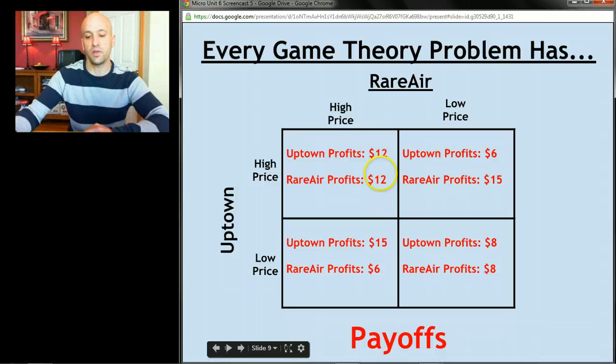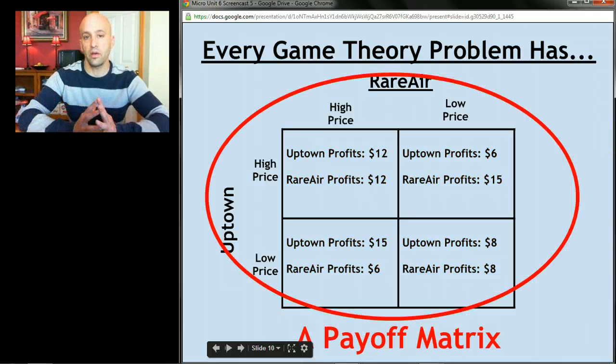So each of these boxes represents the payoffs under every combination of choices. Both of them picking a high price, both of them picking a low price. In this box, Uptown is picking a low price and Rare Air is picking a high price. And in this box, we have the opposite. Uptown picking a high price and Rare Air picking a low price.